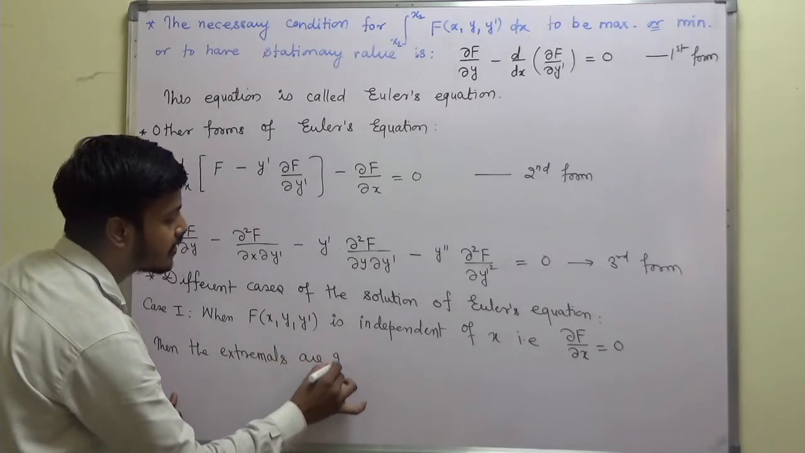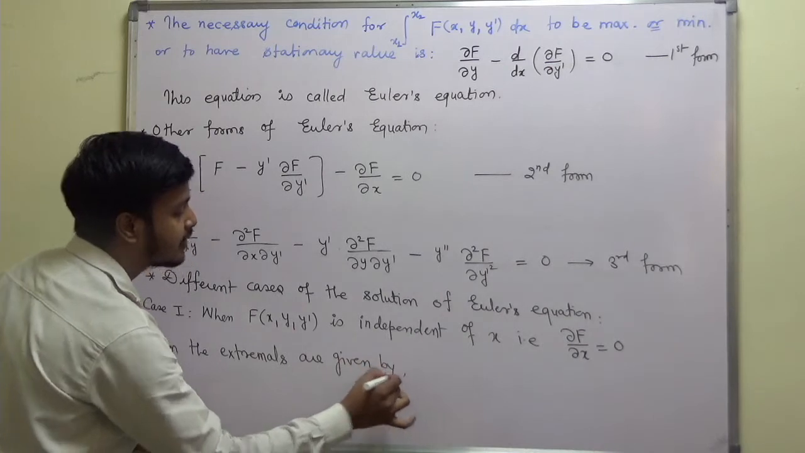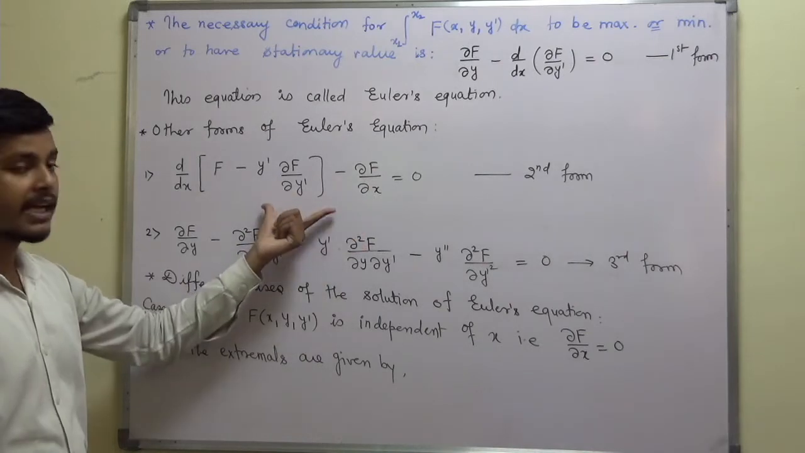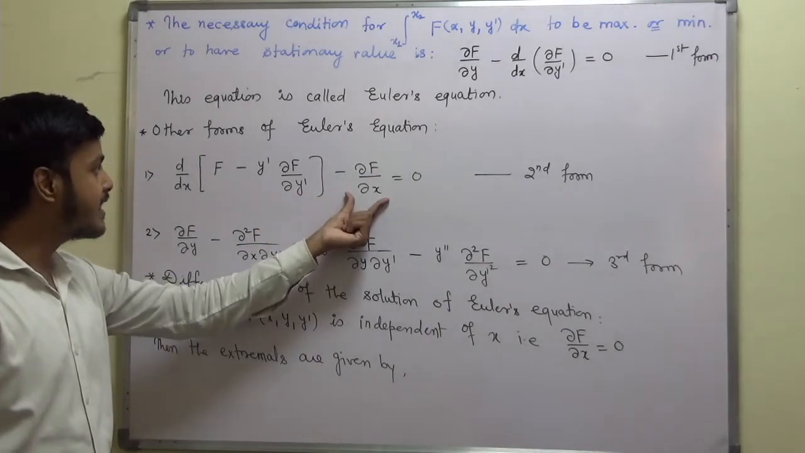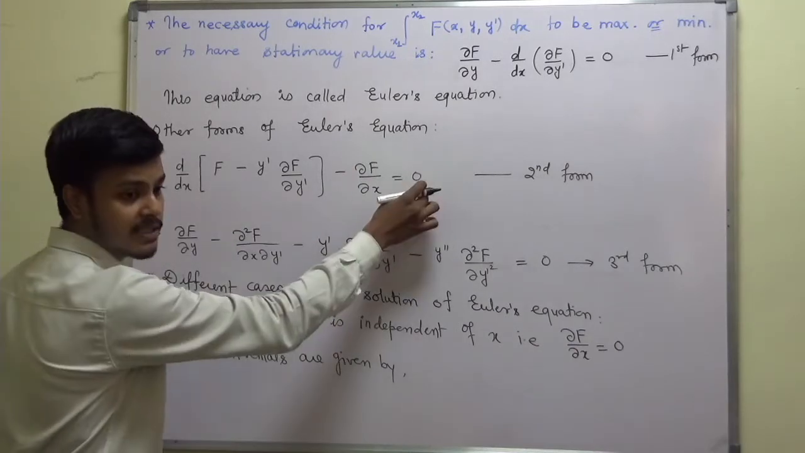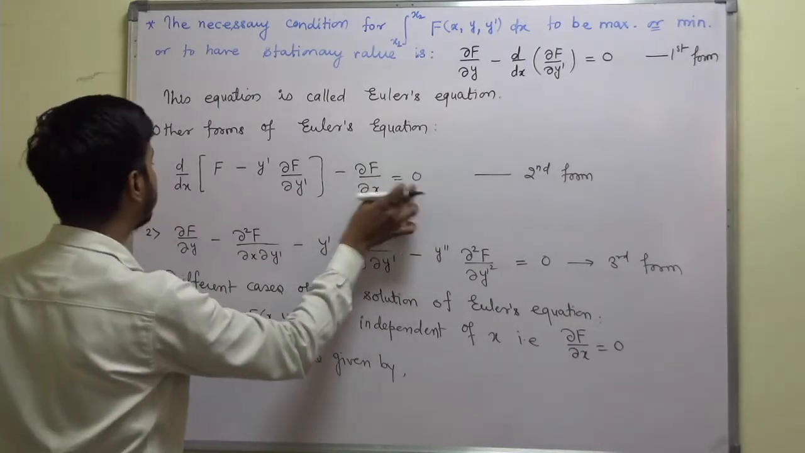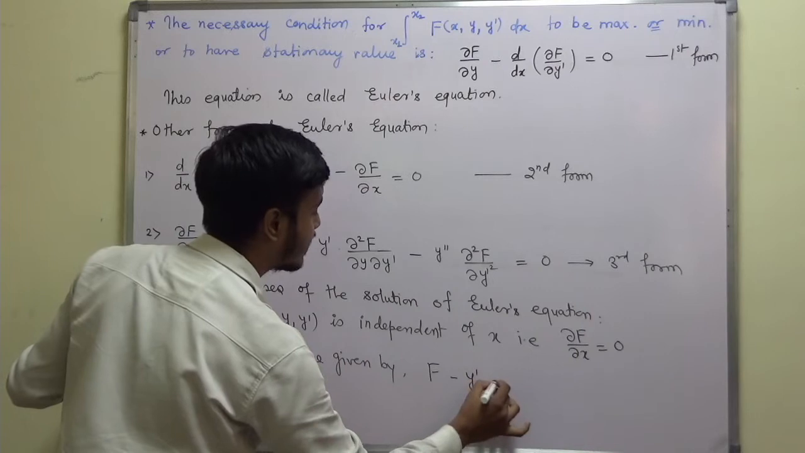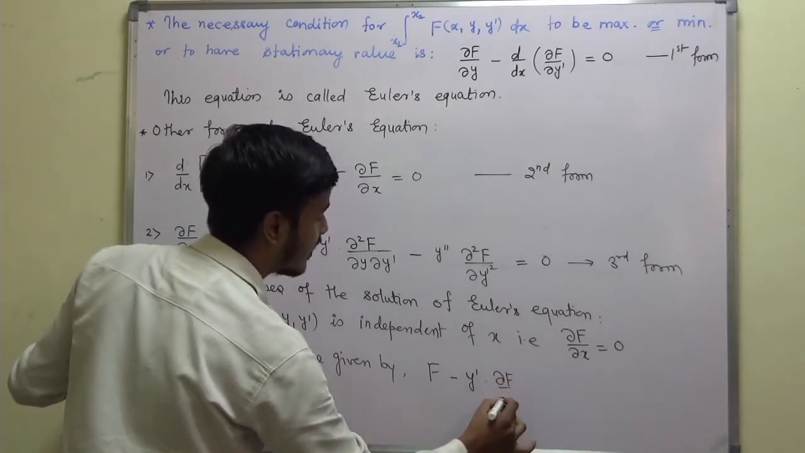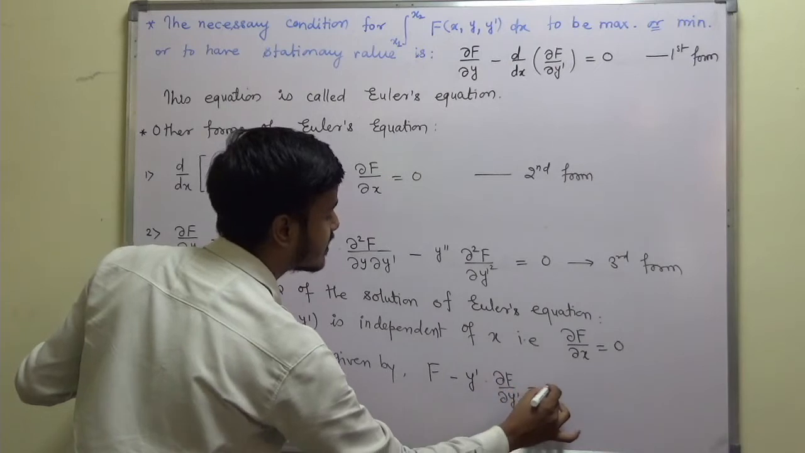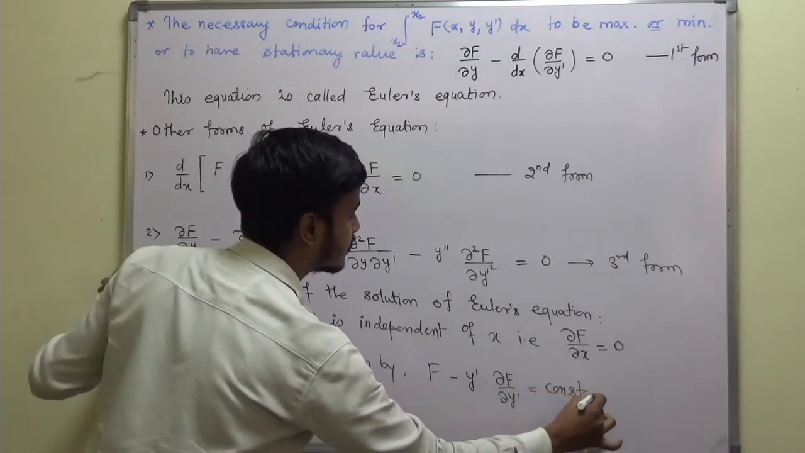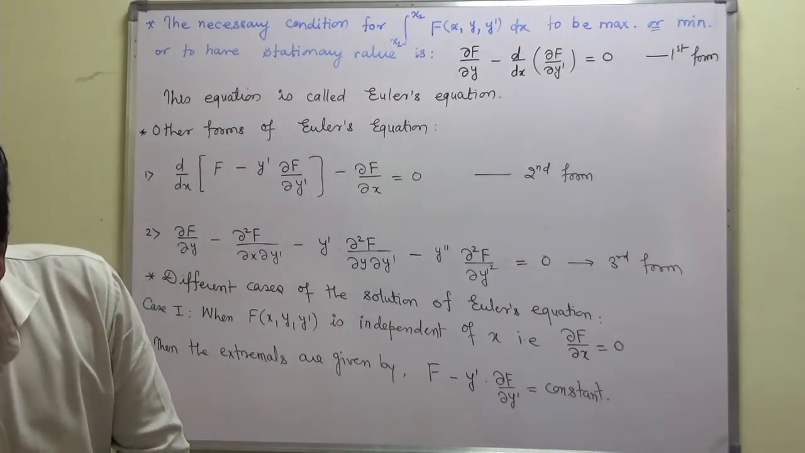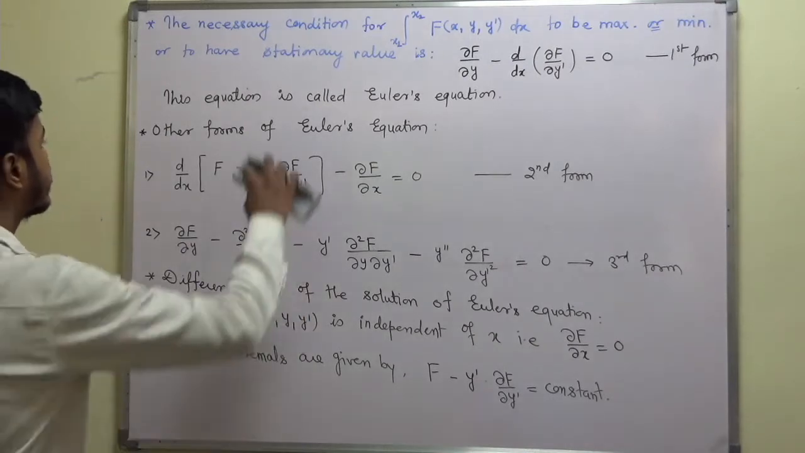Then the extremals are given by del f by del x is equal to 0. So I am using the second form of Euler's equation. Del f by del x 0 means d/dx of something is 0. d/dx of something is 0 means this something is constant, given by f minus y dash into del f by del y dash is equal to constant. So this is the one case that we have. Now let us take some other cases like case number 2 or 3.